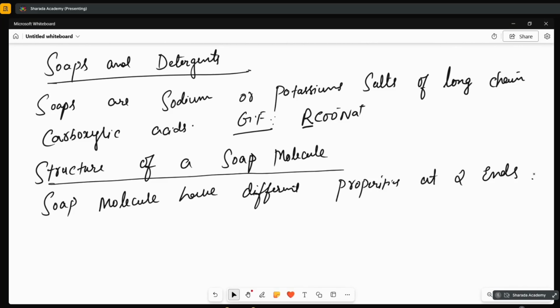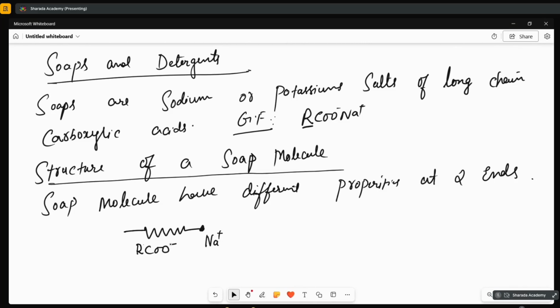Okay, listen here. If anyone has doubt, listen once again. See, first thing is soap molecule. What does it contain? It contains sodium or potassium salts of long chain carboxylic acid. That means here we have written the sodium. Okay, this is sodium, and we have long chain. You can write R or H, COO minus.